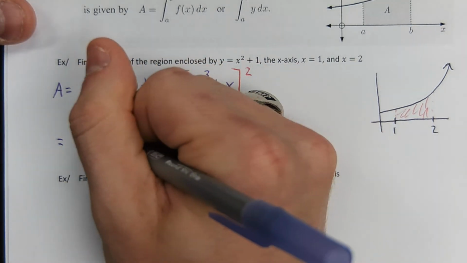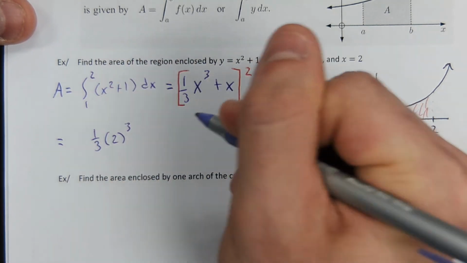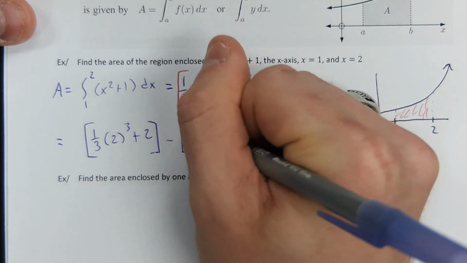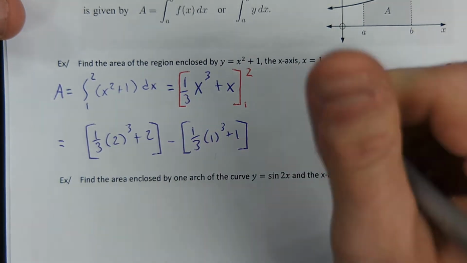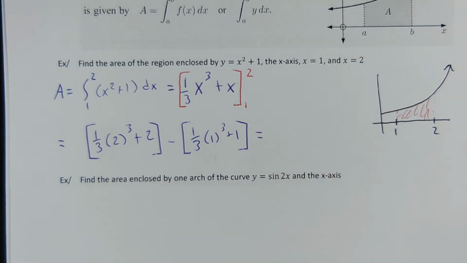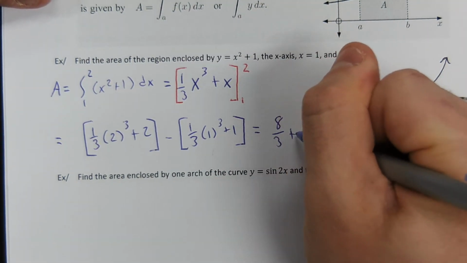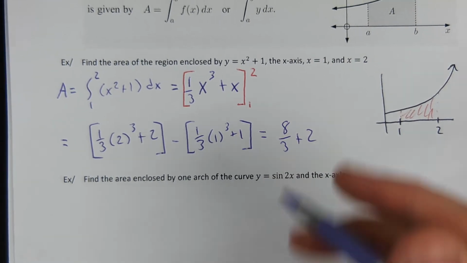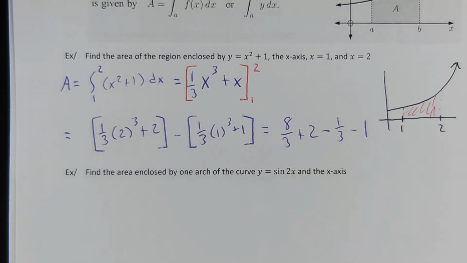So we have 1/3 of 2 to the third plus 2, minus 1/3 of 1 to the third, which is just 1, plus 1. Running short on space here already. Is this 8/3 plus 2 minus 1/3 minus 1. You have to make sure that you distribute that minus sign to both the 1/3 and the 1.